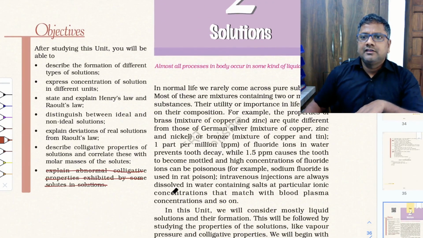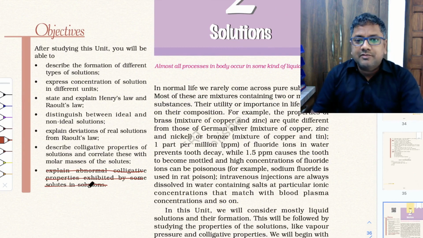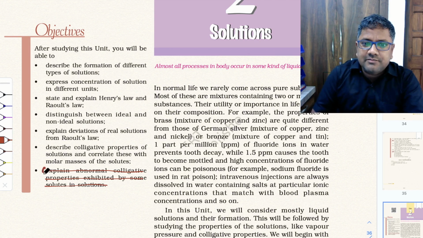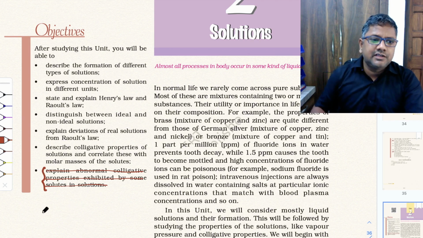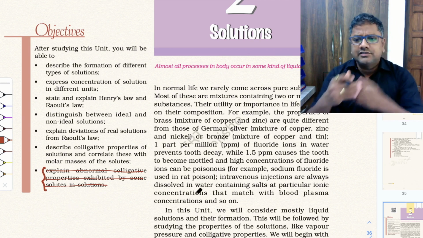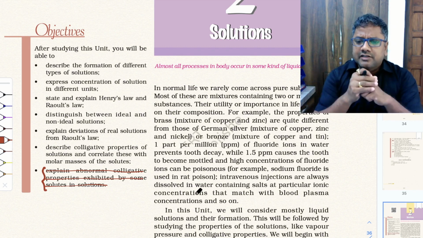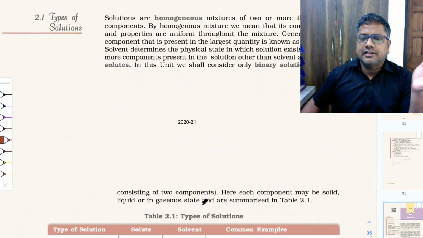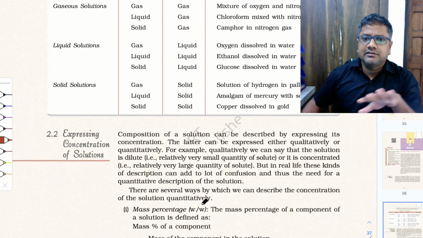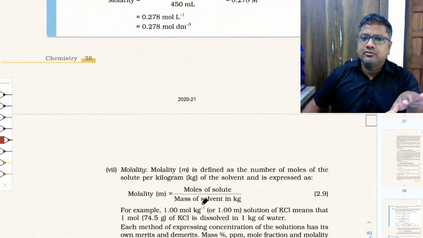Now come to unit 2, solutions. A very important portion of this chapter, the complex calculation portion, they have removed. Abnormal behavior of solutions they have removed, right? And the rest of the things are included: depression in freezing point, elevation in boiling point, osmotic pressure, different types of solutions, concentration terms. All these things are there in your syllabus, so you have to go through this portion.